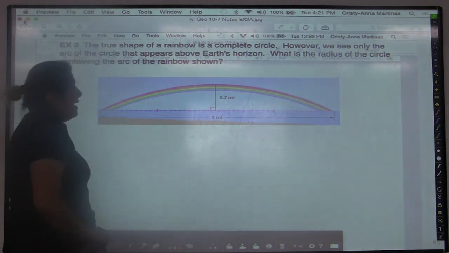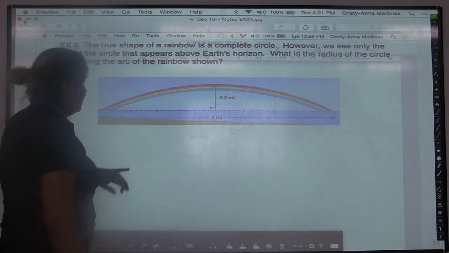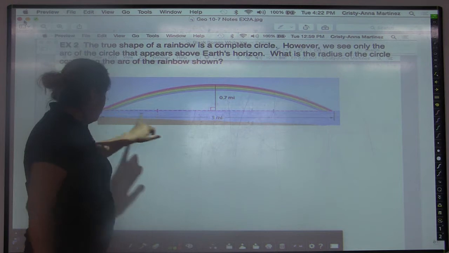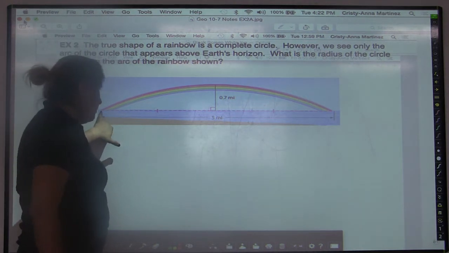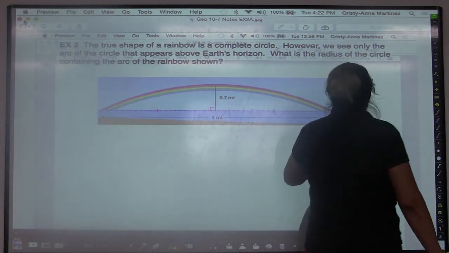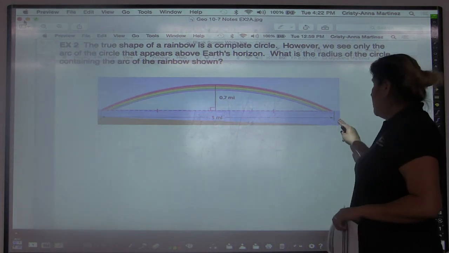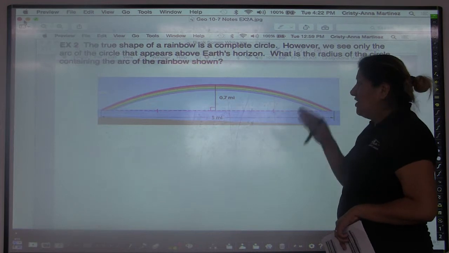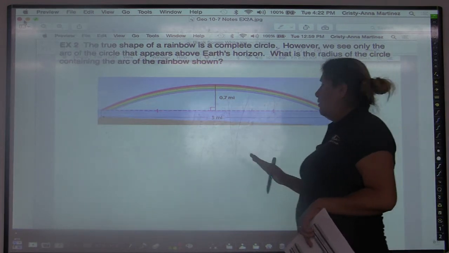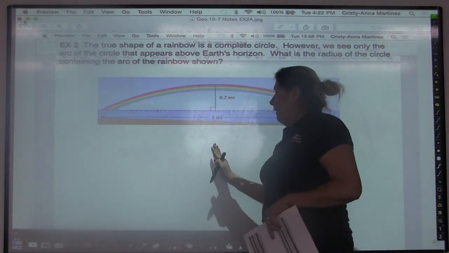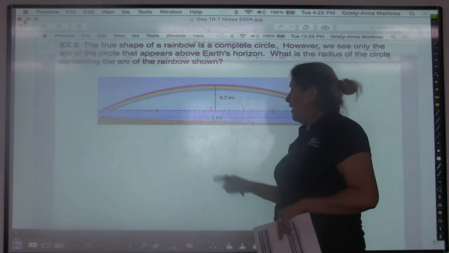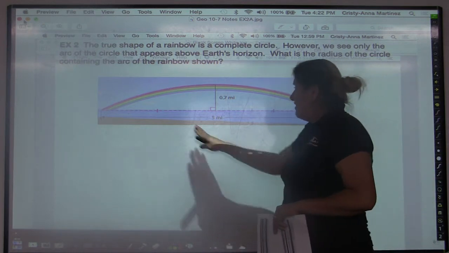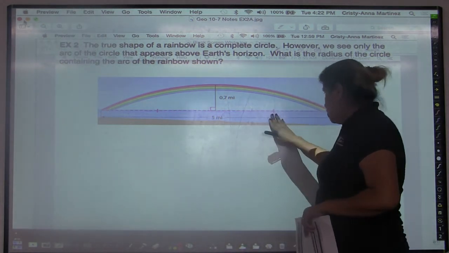But what you do know is that this segment here is 0.7, and that the distance from this end point of the chord to this end point is 5. So basically, this chord is actually 5 miles long. And since we learned in a previous lesson that when you have a radius perpendicular to a chord, it is the perpendicular bisector, that tells us that this is 2.5 and that's 2.5.